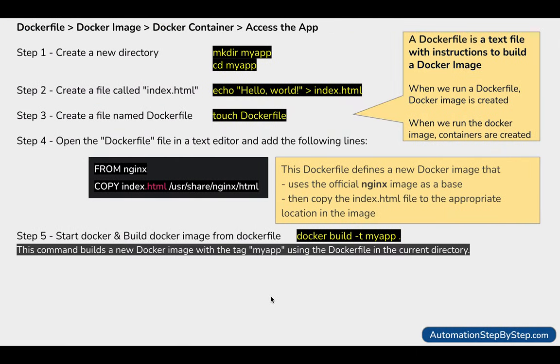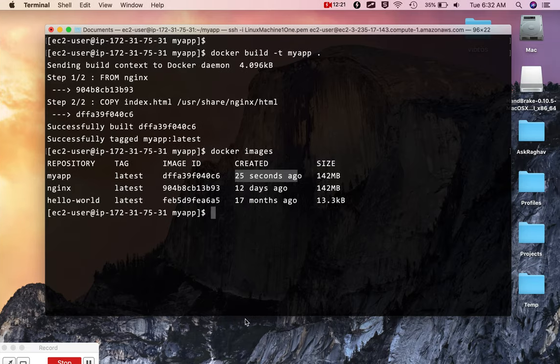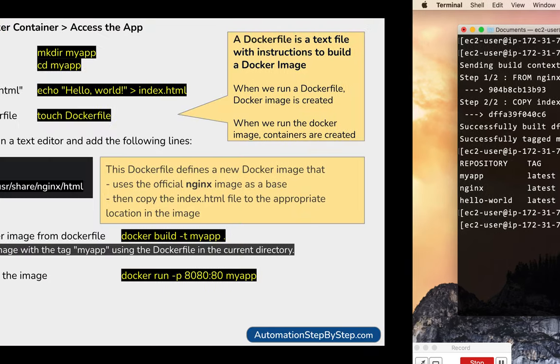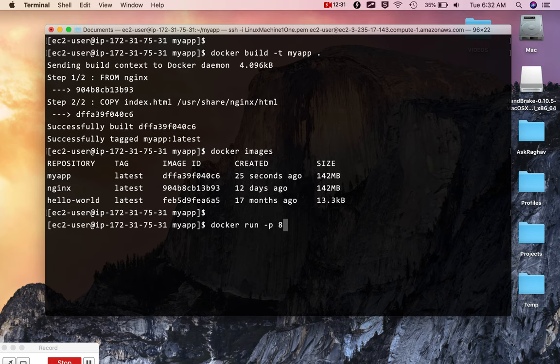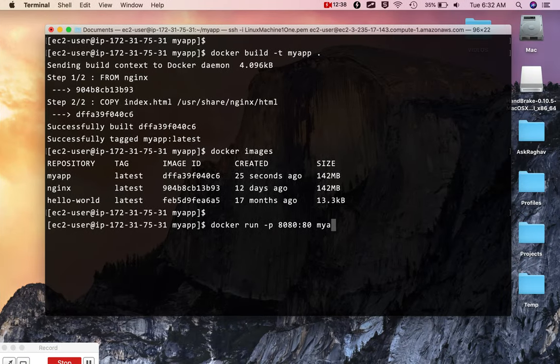Now as we have seen, this command builds a new Docker image with the tag myapp using the Dockerfile in the current directory. Okay, now we will run the Docker container from the image, and for that we use the command docker run, and here we are saying -p to map the ports. So we are saying 8080:80. I'll tell you what this means, and then we are saying the image name, which is myapp.